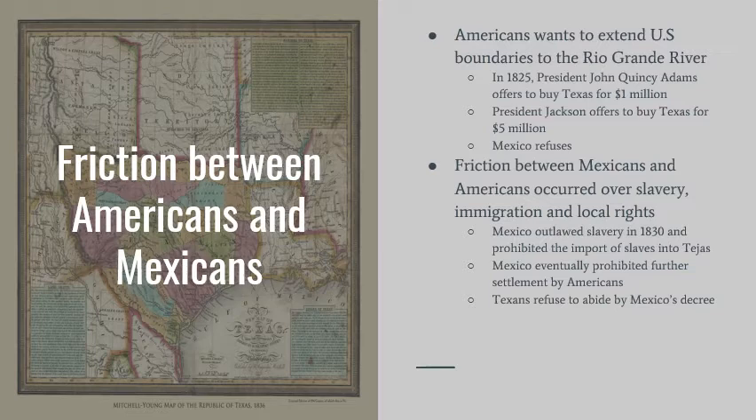In April of 1830, Mexico kind of has enough, and they seal their borders among fear that Americans would take over Texas. They also place an import tax on American goods. But Texans refuse to abide by Mexico's decree yet again.